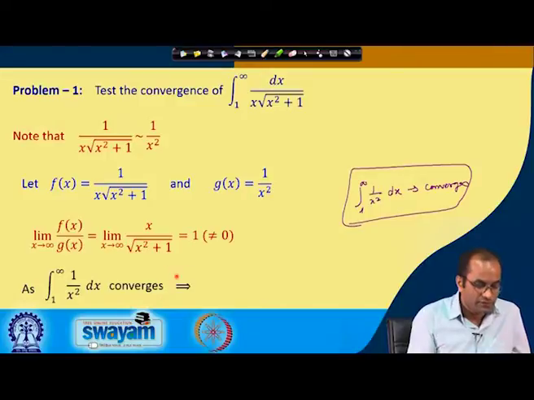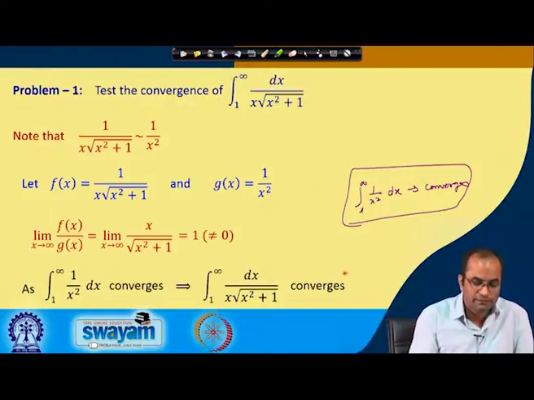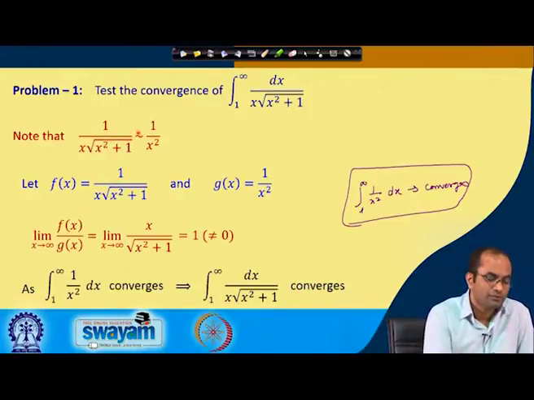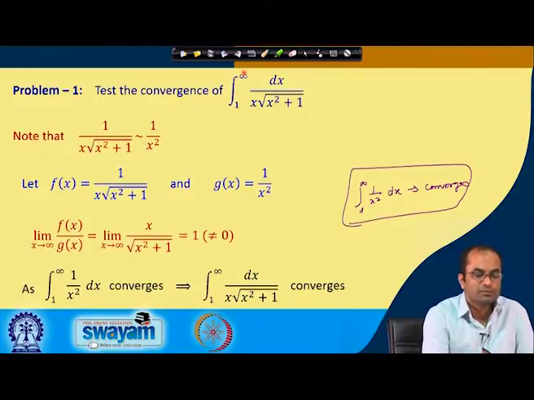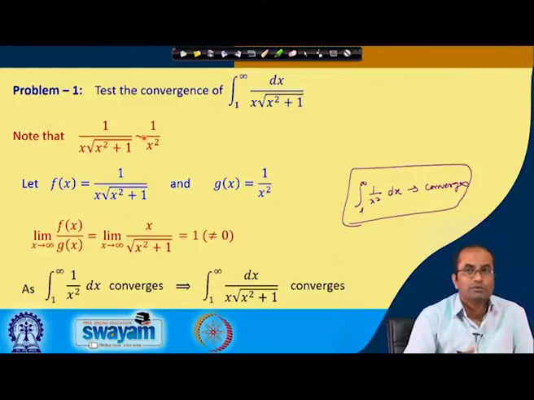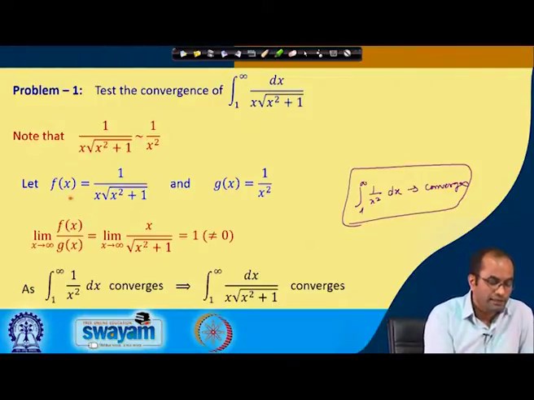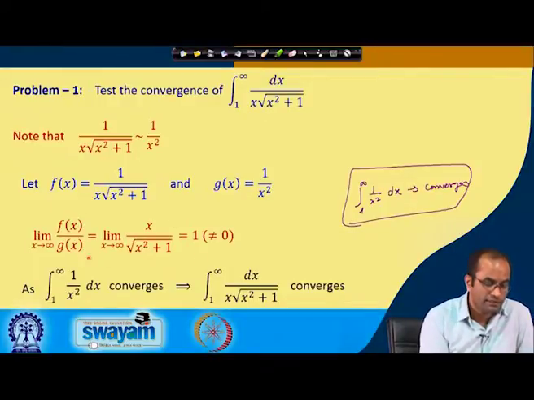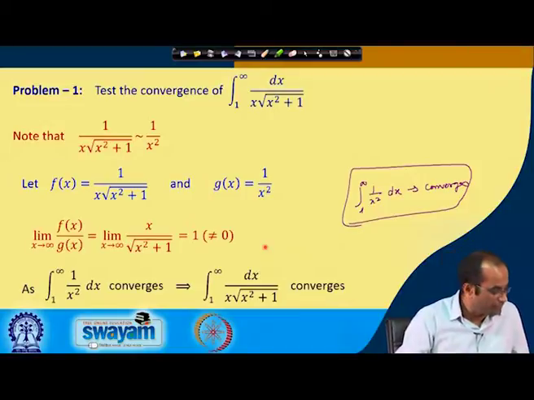So, as this converges, this will imply that the given integral, x over x square root x square plus 1, will also converge. Here the main point is that we have to look at the behavior of the integrand as x approaches infinity, and how it behaves in terms of a simple function of the 1 over x power p type, and then we can easily get this limit. In this case it is non-zero, so 1, and then we can conclude that this converges.